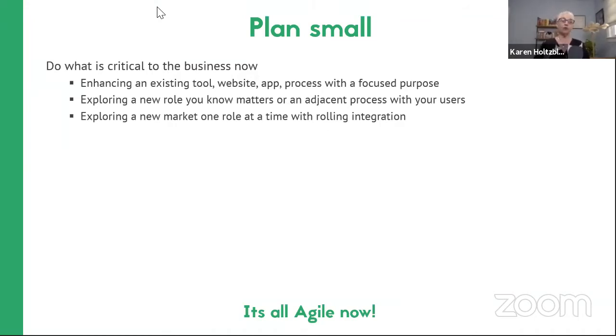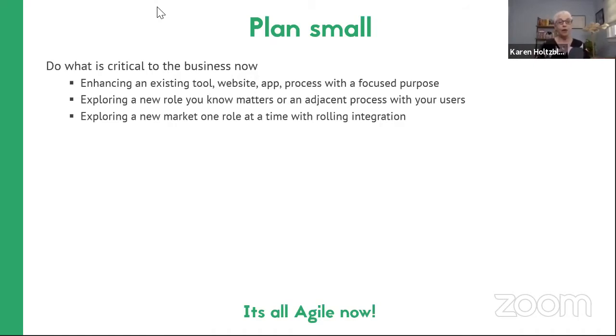Now, what can you do right now during the pandemic, irrespective of whether you use some of these techniques after we get back to work, which we hope eventually we will? But I suspect more teams will work more remotely, even after this, particularly if we show that we're able to do it. So what can we do? What matters to the business right now? You want to maybe enhance an existing tool or a website or an app, or you want to take a look at a process with a very focused purpose. You might want to explore a new role that matters and that you can get to the person, or an adjacent process. Keep it tight, keep it focused.